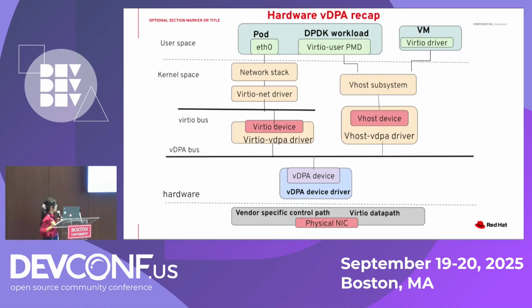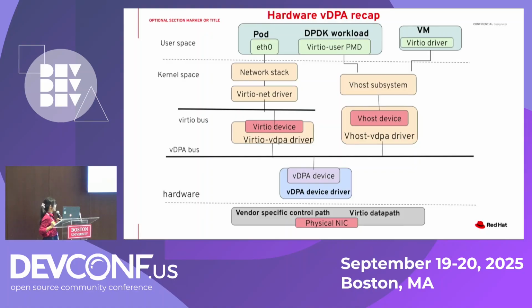And there are two ways to expose the vDPA device. The first one is through the vhost subsystem. It provides a character device for Userspace processes, like QEMU, and another is through the kernel network stack, and it will provide a standard Linux network interface on the host for the container. So in this, the hardware vDPA has already unified the datapath, but it relies on the hardware physical NIC.